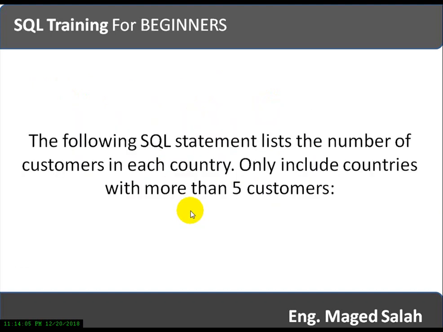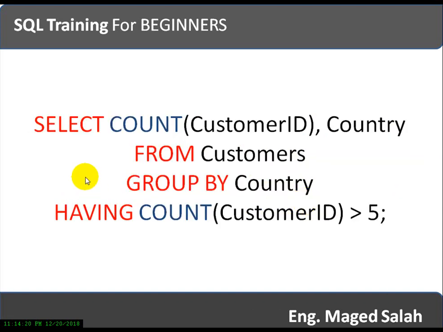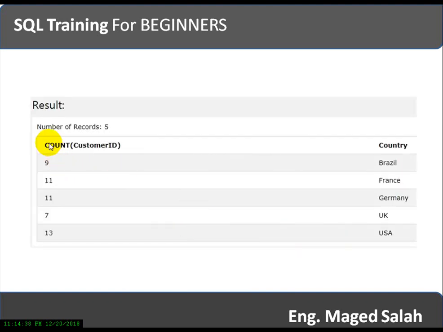SQL HAVING examples. The following SQL statement lists the number of customers in each country, only including countries with more than 5 customers. SELECT COUNT(CustomerID), Country FROM Customers GROUP BY Country HAVING COUNT(CustomerID) > 5. Easy. The number of records in the result is 5: COUNT(CustomerID), and here is Country.